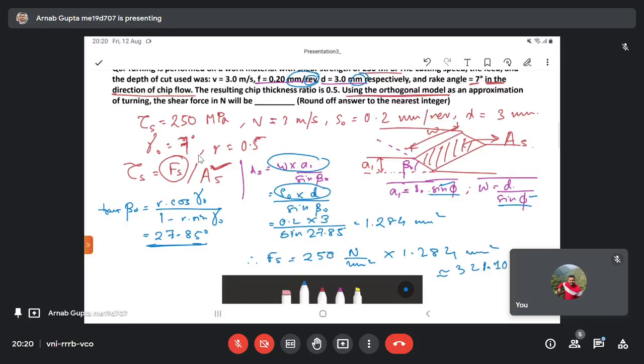Yeah. Are you also getting this answer? Just confirm for me. You have been asked to round off to the nearest integer, so it's 321. You're also getting the same answer? Okay. Yeah.